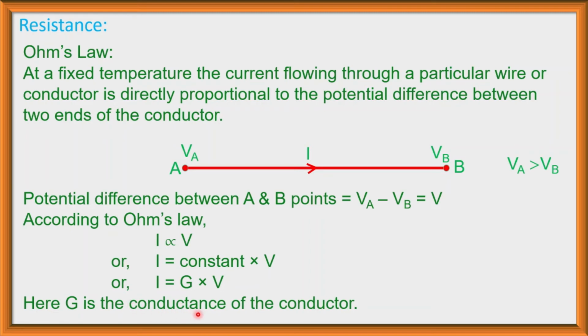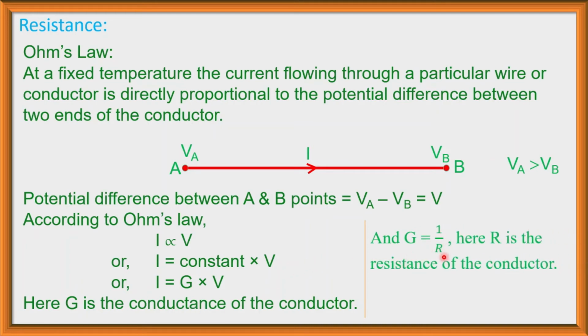Here G is the conductance of the conductor. This proportional constant G is known as the conductance of the conductor, and it is the reciprocal of resistance. We know if the resistance is increased, current flow will be decreased, but if the conductance is increased, current flow will be increased. So conductance is the reciprocal of resistance, and G is equal to 1 divided by R, because conductance G is the reciprocal of resistance. Here R is the resistance of the conductor. So conductance and resistance are reciprocal to each other.